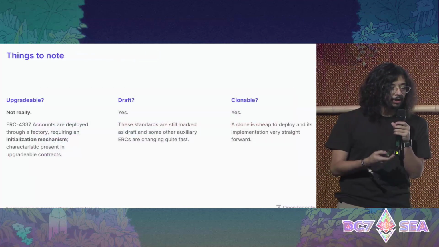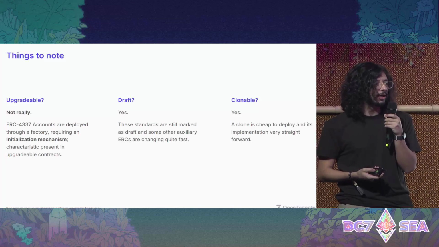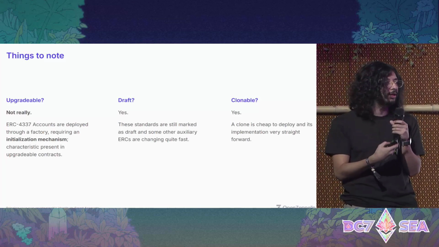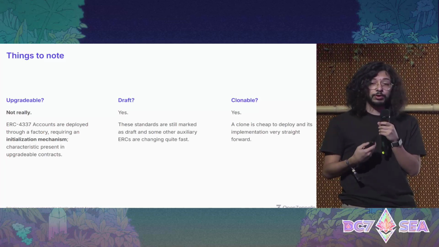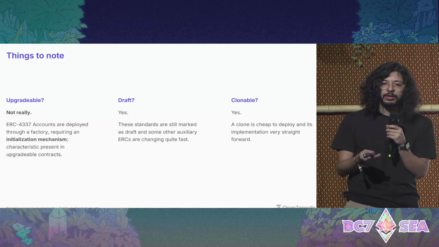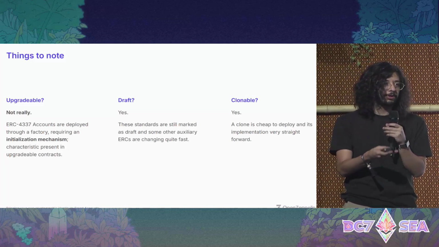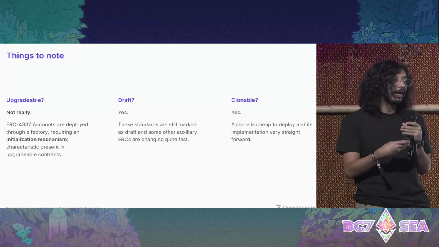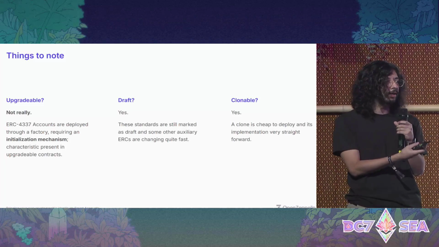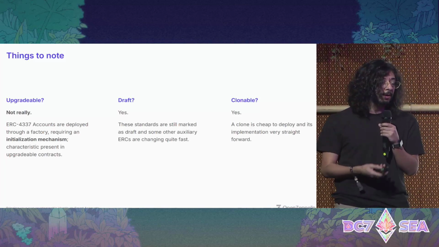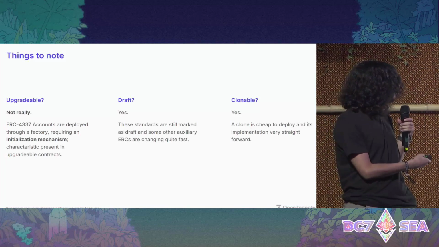Let's get into that. So number one, is this upgradable? Not really. The thing is that in order to create an account, you probably will need a factory, right? And if you need a factory, you basically need some way of initializing the account. So upgradable contracts are perfect for initializing, right? They are basically designed for that. And it doesn't mean that the account is upgradable, it just means that it's a clone that you deployed and then you initialized.